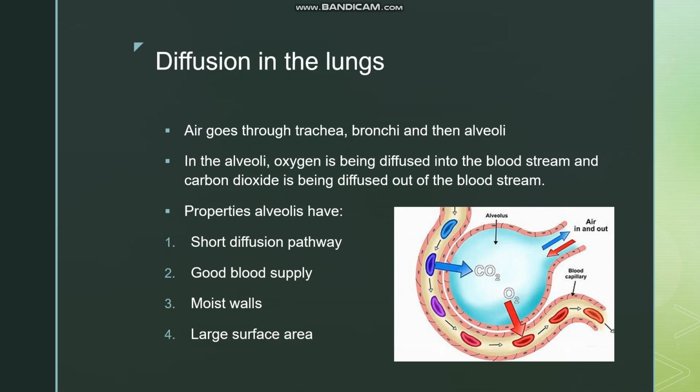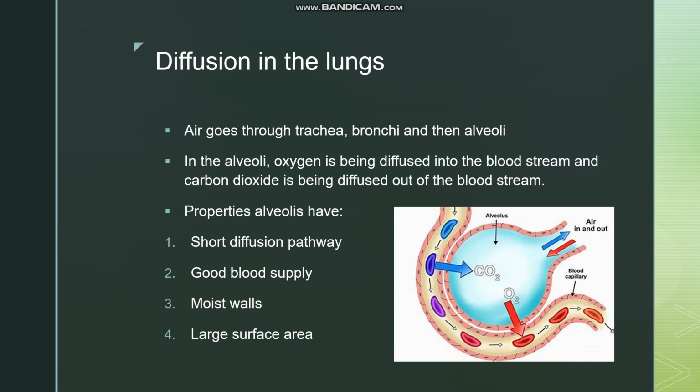So diffusion in the lungs. Usually in the lungs the air goes through the trachea, bronchi and then alveoli. So in this picture you can see one alveolus in the lung. In the alveoli oxygen is being diffused into the blood and carbon dioxide is being diffused out of the blood. Some properties of alveoli are that they have a short diffusion pathway, a good blood supply, moist walls and a large surface area.